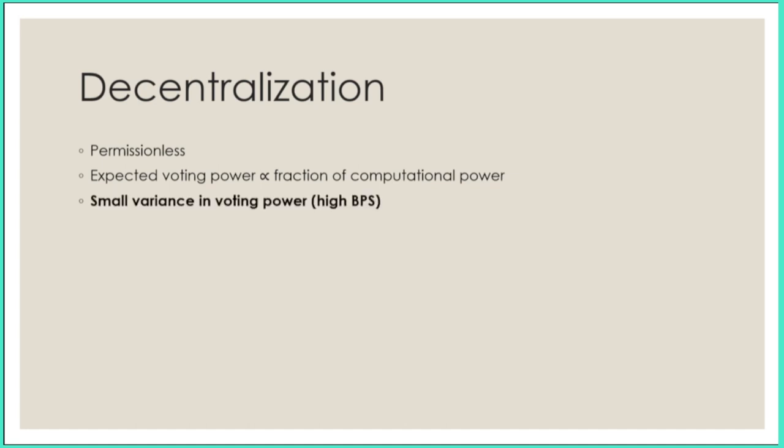And another thing, which is a subtlety, is that we want a small variance in this voting power. If you get 10% of the vote, but one day you get 30%, and then the next 2 days you get nothing, that's bad for decentralization. It means that smaller participants are going to have bursts of disproportionate effect on how the consensus goes, and we don't want that. And this is achieved by a high BPS.